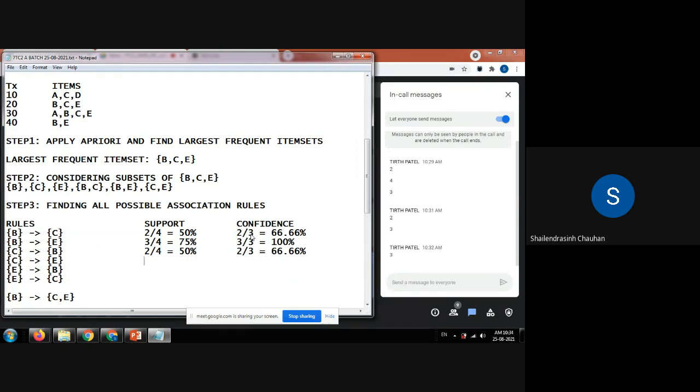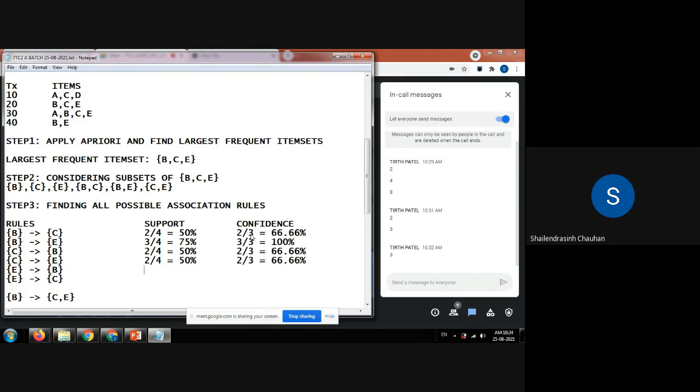Now C given E, total we are having 4 transactions. Out of those 4, C and E both are there in 2 transactions. 50% of support. Confidence: total we are having 3 transactions where we are having C, along with C, E also, 2 transactions are there. 66.66%.